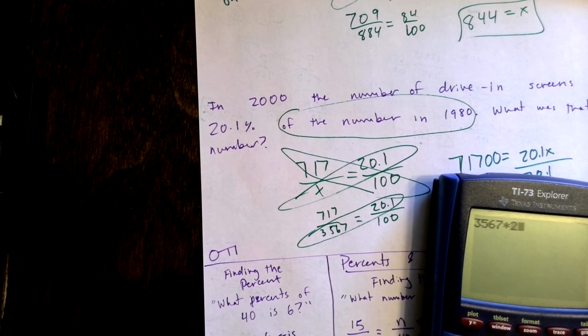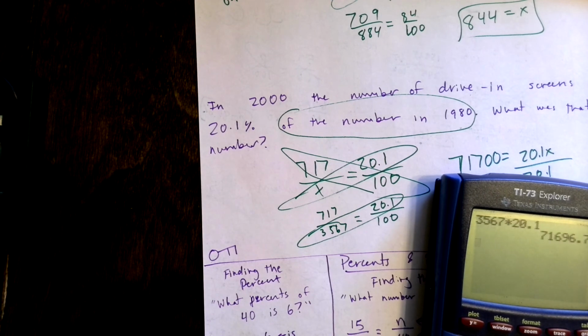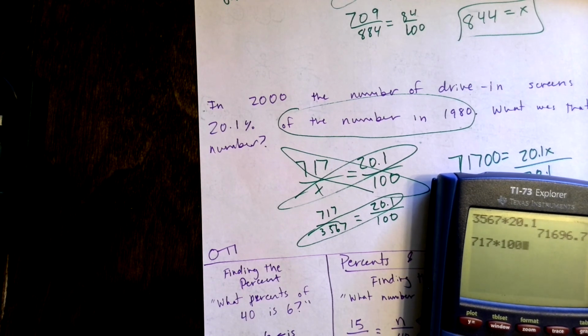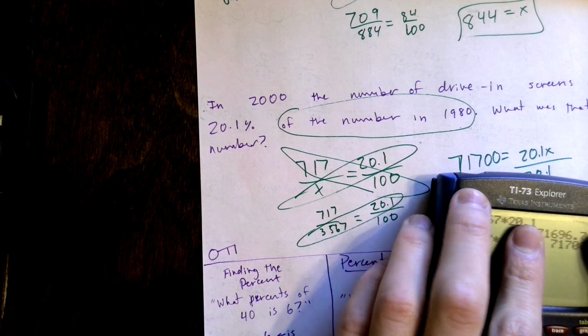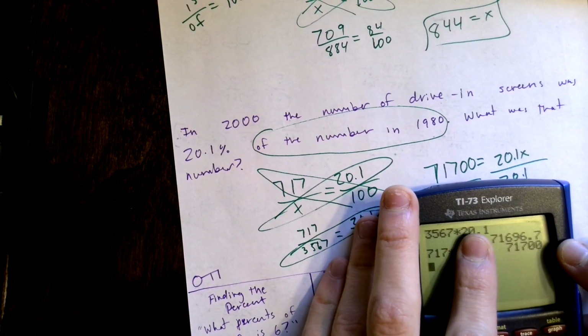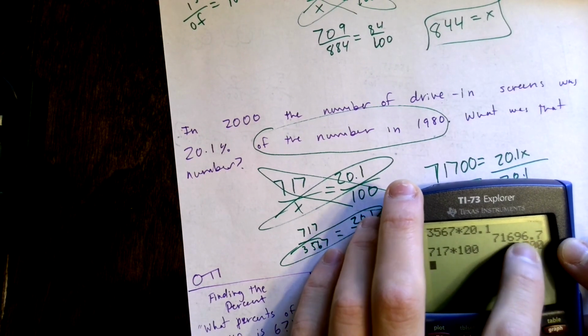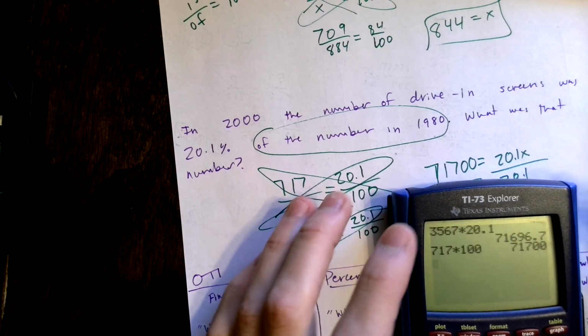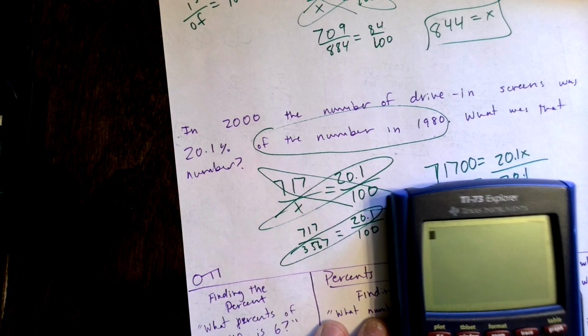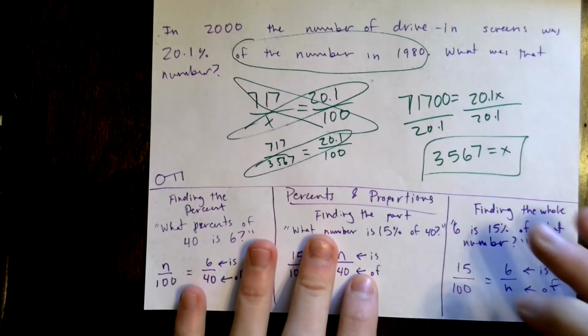3,567 times. And these aren't going to be exact because the decimals are a little bit off. But as you can see here, these are almost the exact same number. This one is point something, something, something away. It is so close that those are going to be good enough. That is a reasonable answer.